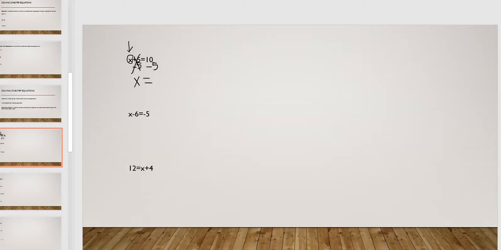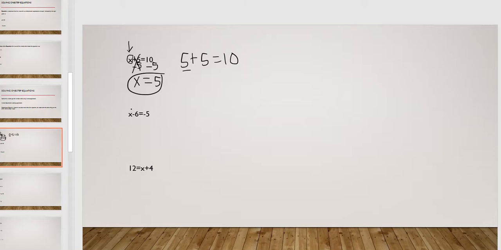And this plus 5 minus 5 cancels, so we're left with a 1x on the left side equal to 10 minus 5, which is 5. And we know that 5 is the solution of this equation, because 5 is what we can plug in for the variable to make the equation true.